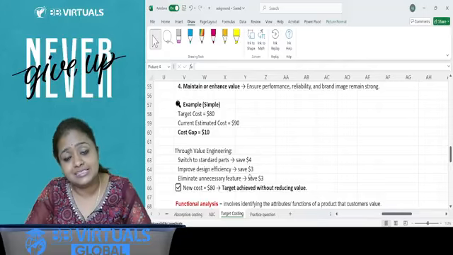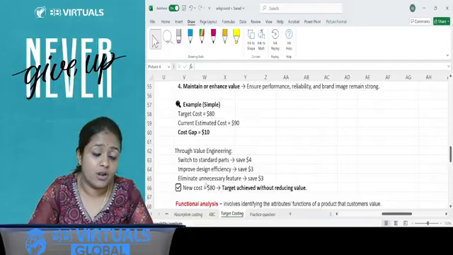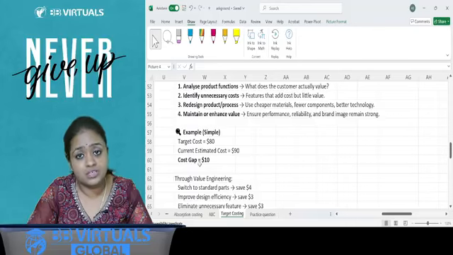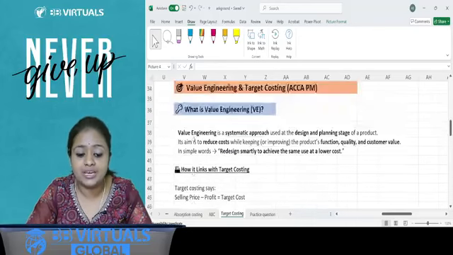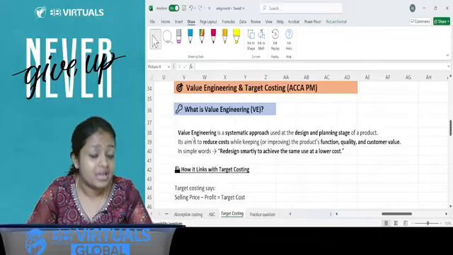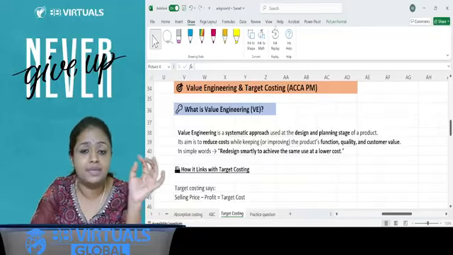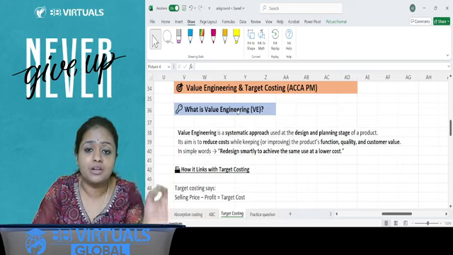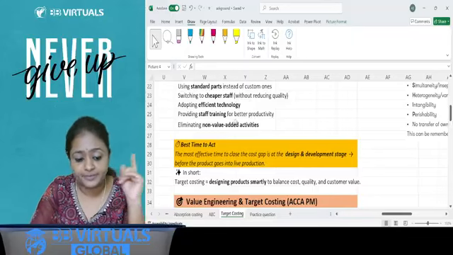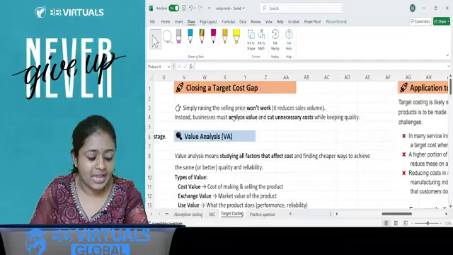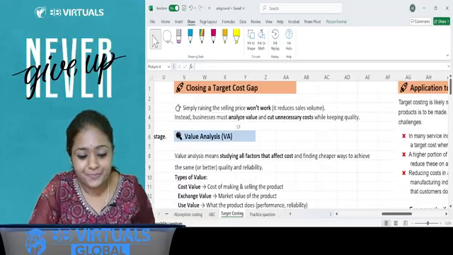Now when you add it up, yes, this is helping us to reduce our cost by $10 without compromising quality and bringing us to the target cost levels. So this is the value engineering process. I hope value engineering is absolutely clear to everyone. Just remember it is your pre-production step. It is the step that we take before the product has been launched into production. So it is done at the designing phase only.